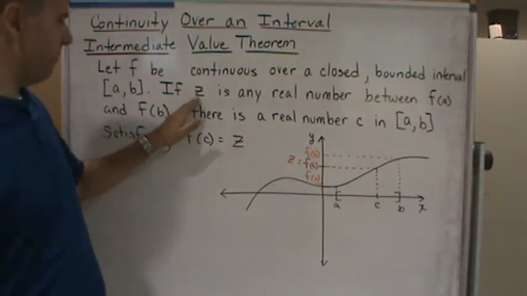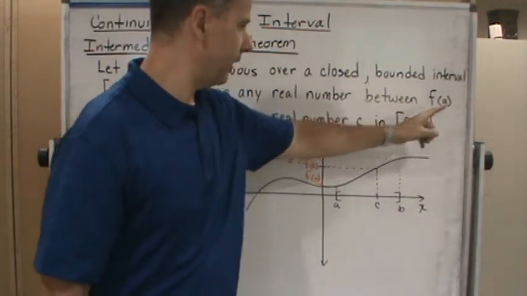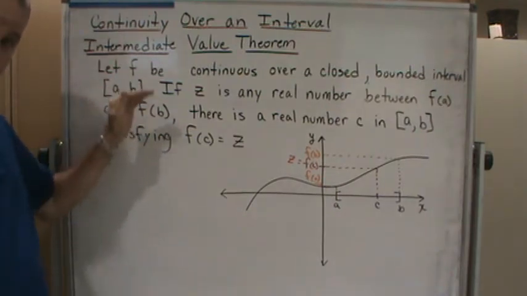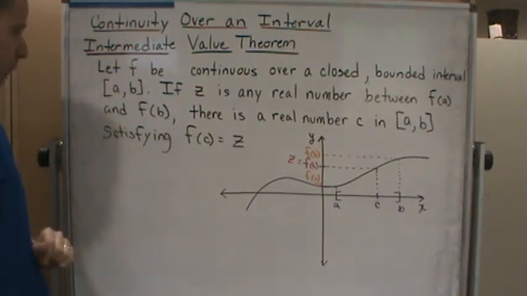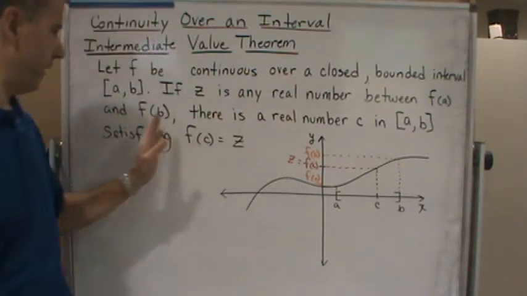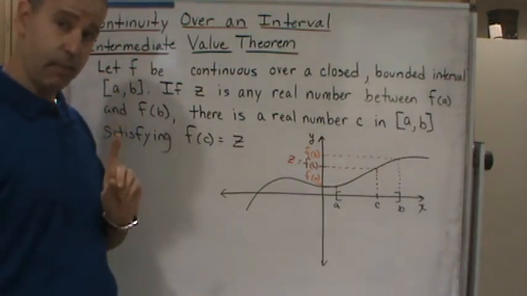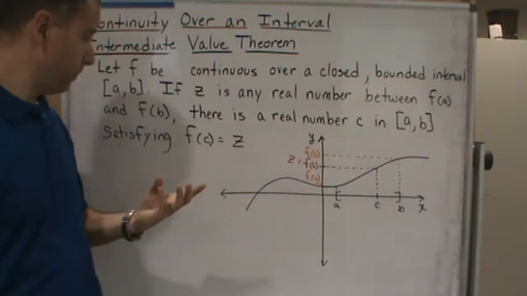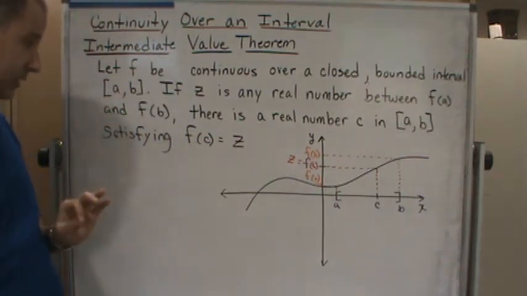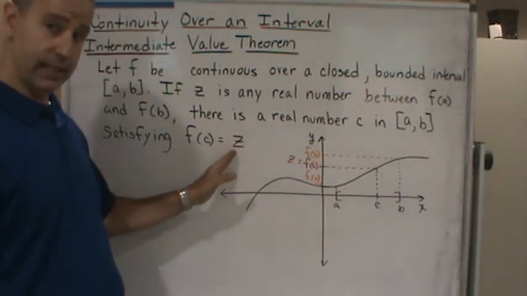Now, it says if z is any real number that's between f(a) and f(b), so we're looking at y values along the vertical axis, right? So if there's any real number z between f(a) and f(b), then there must exist some real number c in the interval [a, b] such that f(c) equals z.